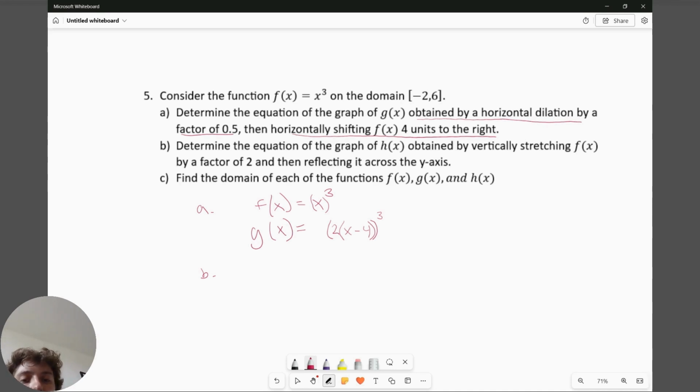B says determine the equation of h of x now obtained by a vertical stretch by a factor of 2 and then reflecting across the y-axis. So h of x now.